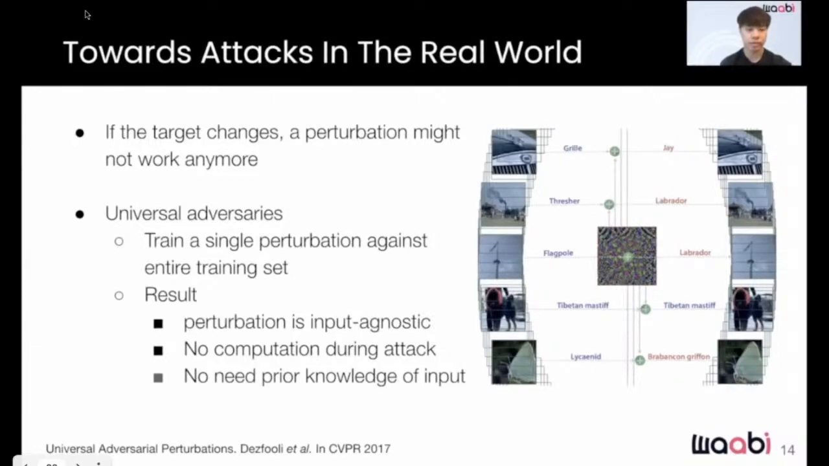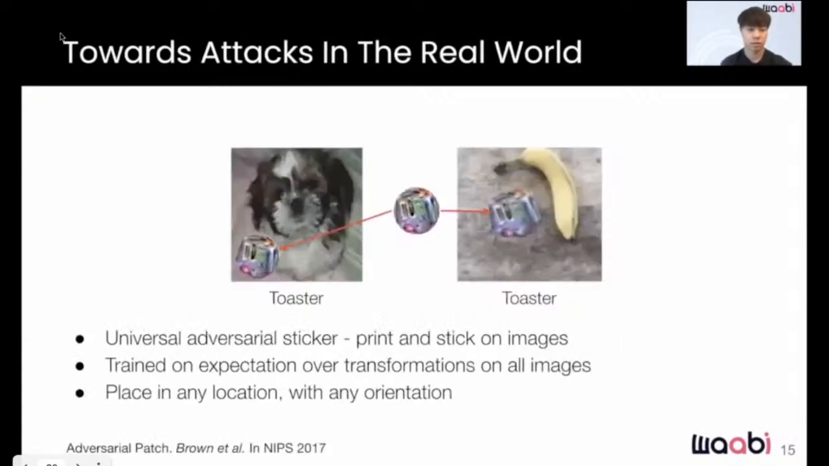Furthermore, this will mean that during the attack, we can just use the trained adversary without incurring any computation costs. Finally, because we can attack any input, we do not need prior knowledge of the scene to execute an attack. To be threatening in the real world, the adversarial examples also need to be physically realizable.